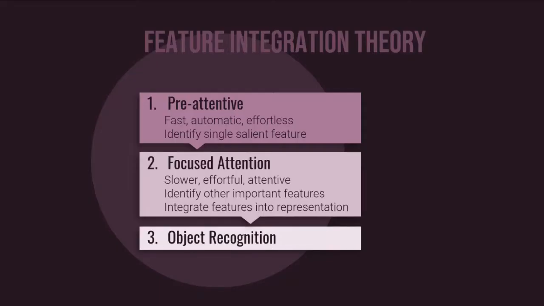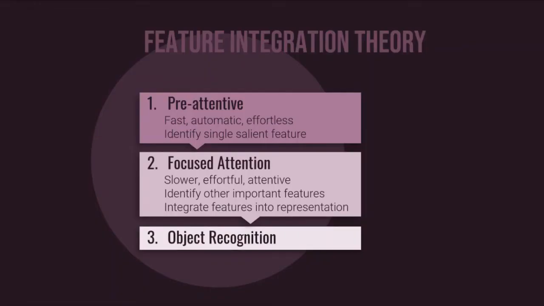In the second stage, that's where we have to use our focused attention. This is a lot slower, it's more effortful. It requires directed attention. And this is where we're going to identify other important features and then integrate those features together into a visual representation that can help us recognize the object that we are looking for. And then stage 3 is object recognition. This is when we have reached our goal and we can recognize the object.